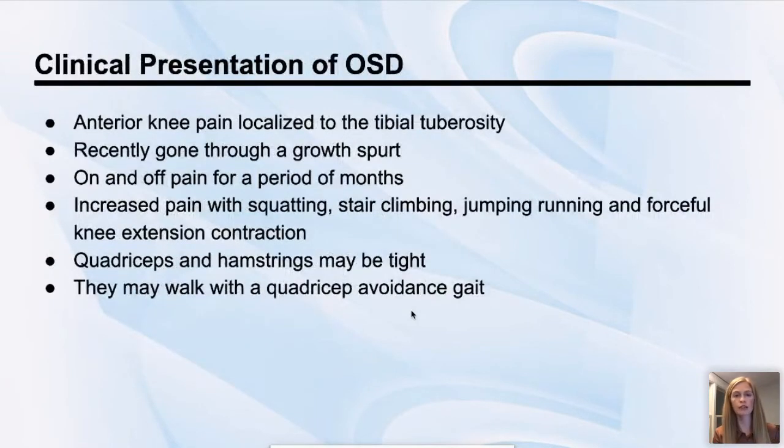Clinical presentation of OSD. So the kid will have anterior knee pain localized to the tibial tuberosity. Most often they'll recently have gone through a growth spurt, so it's always important to ask how much they've grown that year. They'll have on and off pain for a period of months, increased pain with squatting, stair climbing, jumping, running, and forceful knee extension contraction. Quadriceps and hamstrings may be tight, and they may walk with a quadricep avoidant gait because of the pain that they feel when they engage their quad.